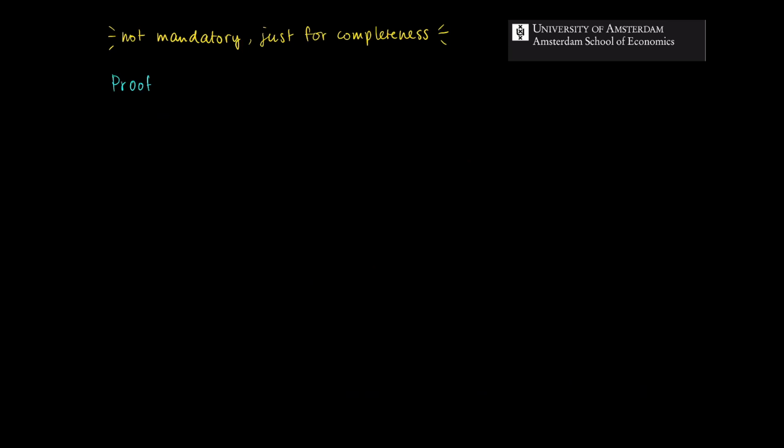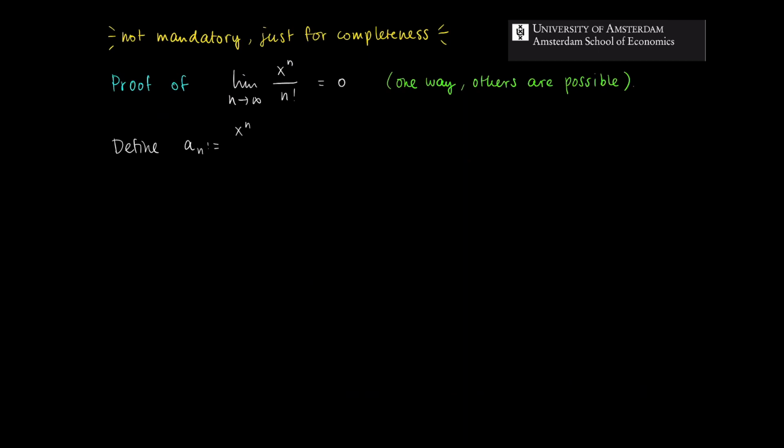It goes pretty fast. So I will show that the limit for n to infinity, for any fixed x, of x to the power n divided by n factorial is 0, right? So I will just show you one way. Maybe you can come up with other proofs, but this proof is rather direct and works pretty well. So I define a_n as x to the power n divided by n factorial.